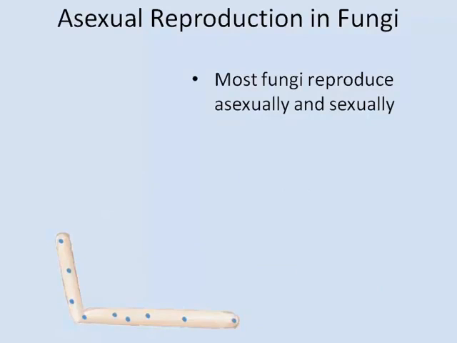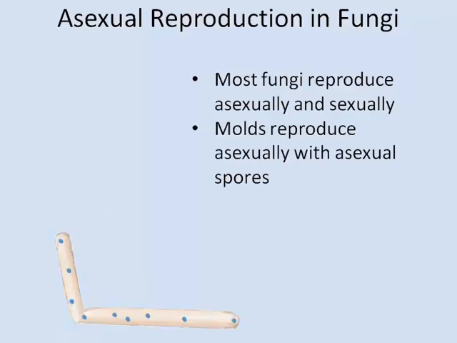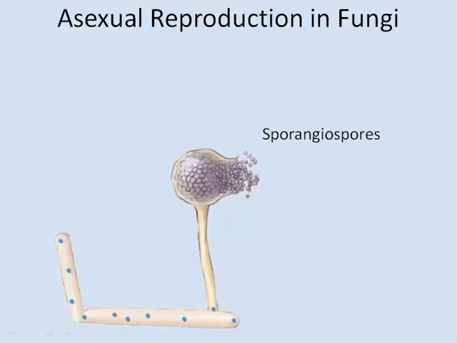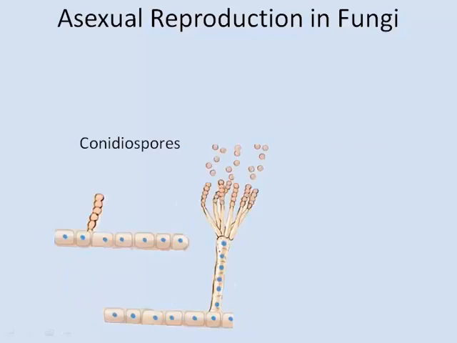Most fungi reproduce both asexually and sexually. Molds reproduce asexually with asexual spores that form in various ways in different fungi. Two of the more common types of asexual spores are sporangiospores that form inside a sac called the sporangium, and conidiospores produced without a sac on the side of a hypha or on a stalk called a conidium.